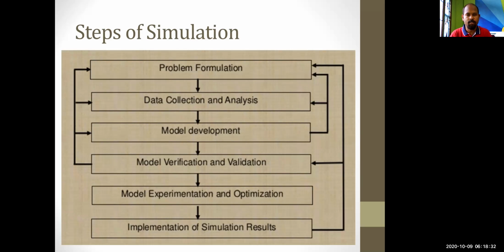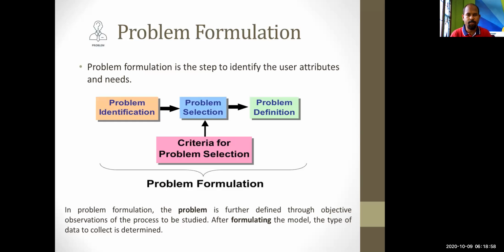There are 6 steps in the simulation process. In the earlier classes also we have discussed simulation and steps. Now in this class we are explaining the details of simulation and its steps. Problem formulation. If we see what is a problem formulation.